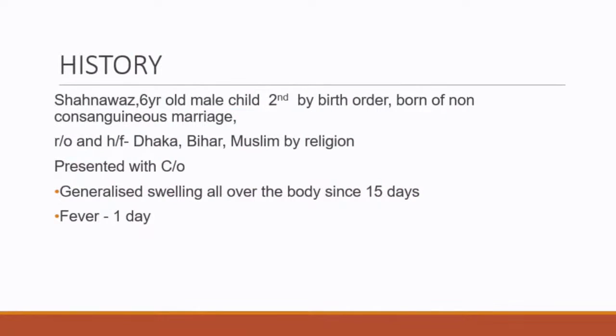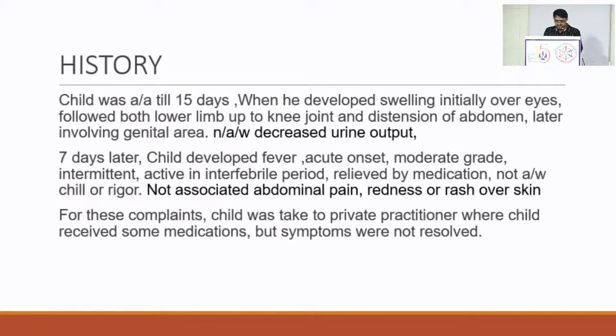This is a case of a Shahnawaz patient, 60-month-old male child, second by birth order, born of a non-consanguineous marriage, resident and hailing from Dhaka, Bihar, Muslim by religion. History is given by mother, a reliable source. Child presented with complaint of generalized swelling all over the body since 15 days and fever since 1 day.